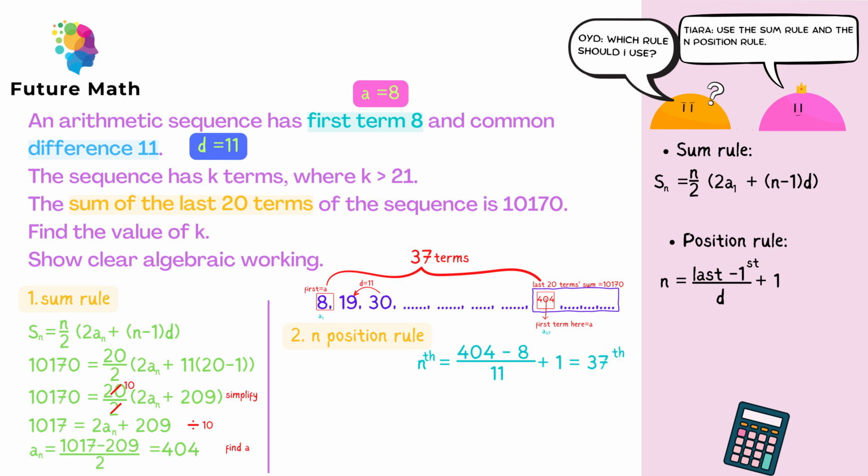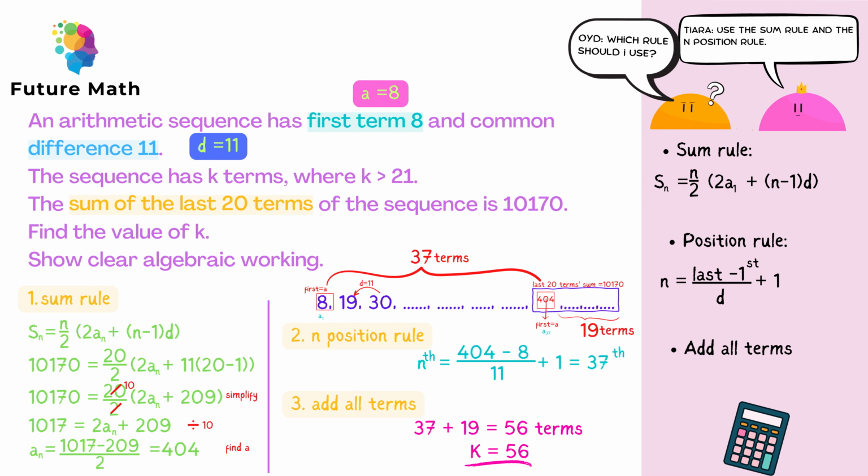This means from the first term to this number, we have 37 terms, and we know that from this number, 404, to the last one, we have 20 terms as given in the question. So from here to here, we have 19 terms. Be careful not to count the 404 position twice. This means, in total, we have 37 plus 19, which is 56 terms, and this is the value of k. And this is my final answer.